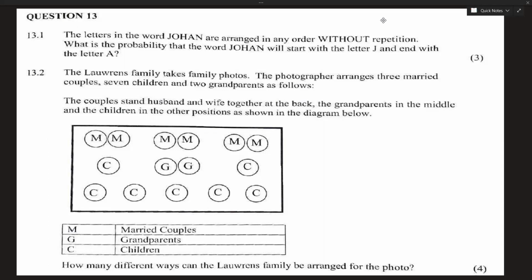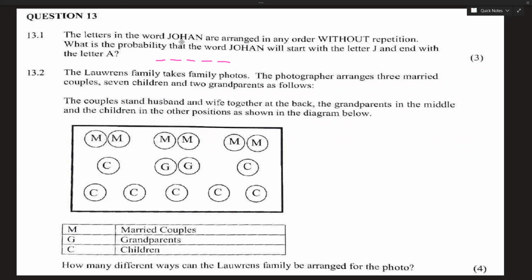Okay, so on the first question, they say the letters in the word Johann. So Johann is made up of how many letters? You always create spaces equivalent to the number of letters that you have. So I have 5 letters, I'm going to create 5 spaces. They are arranged in any order without repetition. Obviously, there's no letter that repeats itself.